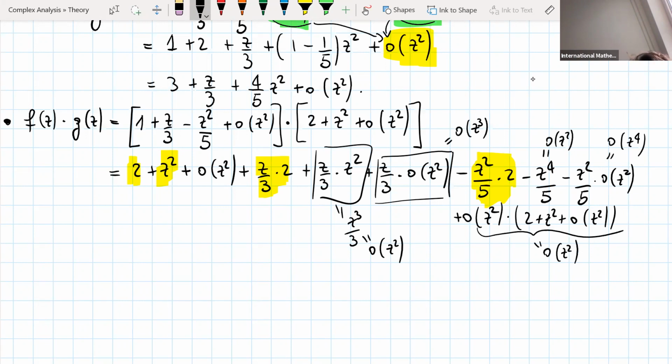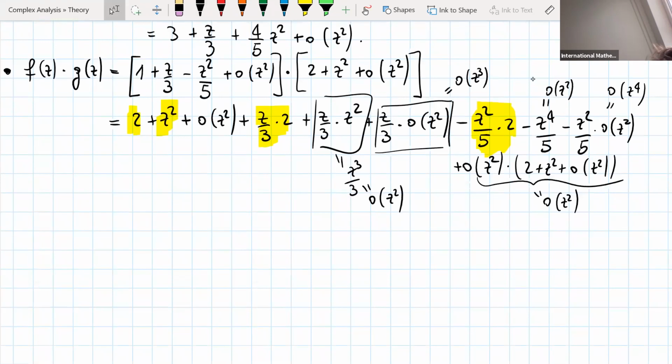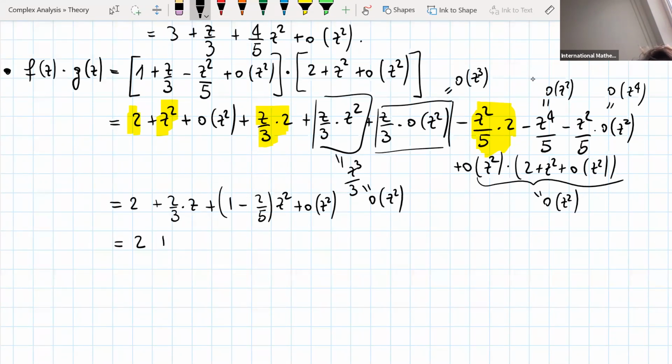Okay, so now the only contributions which are of order smaller or equal than 2 are the ones highlighted in yellow. So we find 2. This is the only one of order 0. Then the one of order 1 is just 2/3 times z. And then of order 2, we have 2 of them, z squared, and then minus 2/5. And all the others are of order bigger than 2. So in the end, we find that this is the power series expansion of f times g up to order 2.